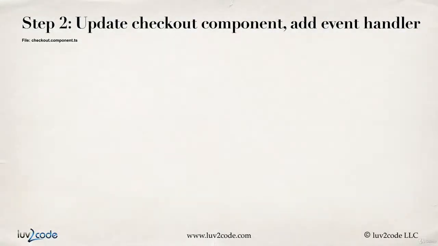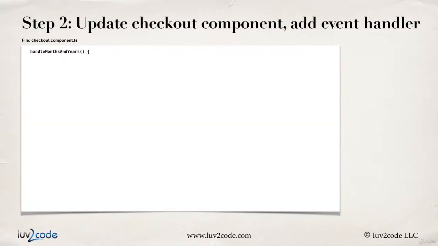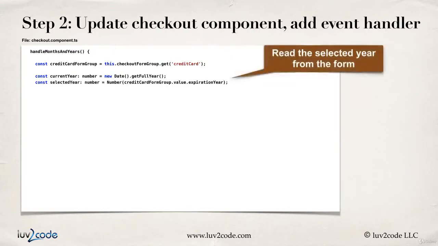All right, so here's step 2, updating the checkout component to add that event handler. We'll have this method handle months and years. We'll get a handle to the credit card form group. We'll get the current year, and we'll also read the selected year from the form. So whatever the user selected in the UI or in the form, we're going to read that actual year. And then we'll do a comparison.